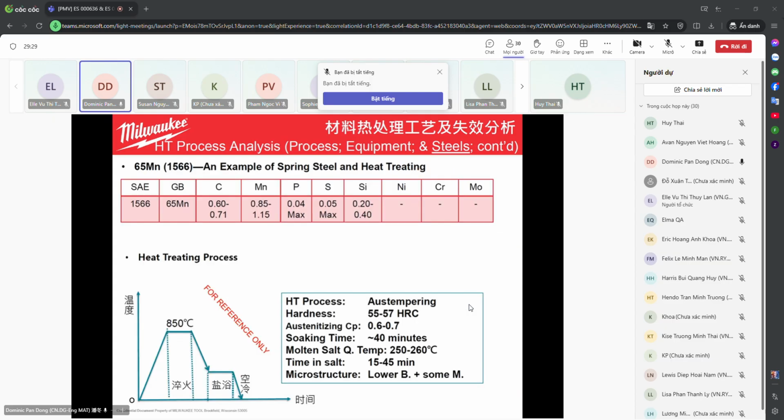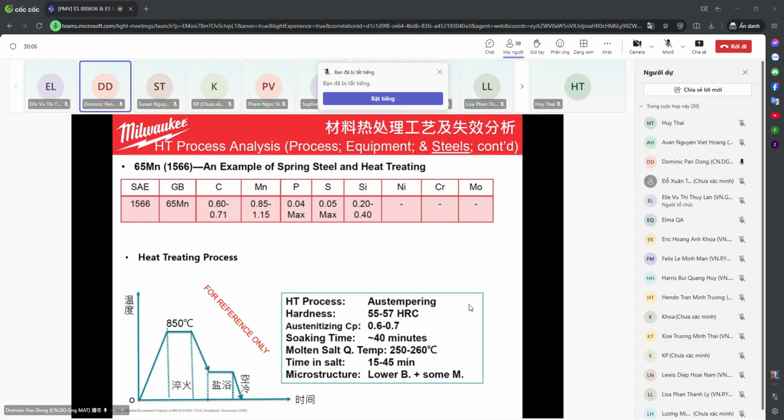And here, this is maybe not the most important, but is the most commonly seen example of TTT's application for steels heat treating. That is GB/T 65Mn, or in SAE it is 1566 spring steel plate. We use them so commonly in our stamping parts. This is an example of that. Here, we use the oil tempering heat treating process.